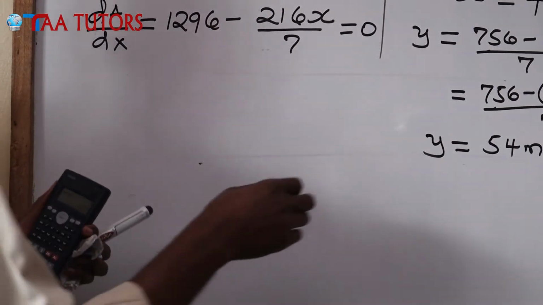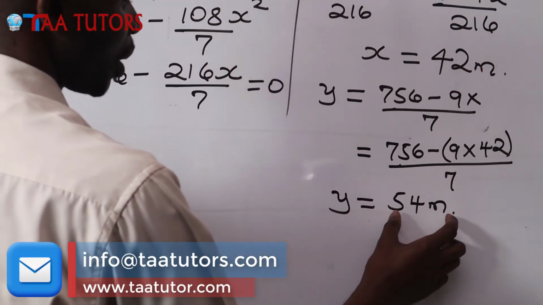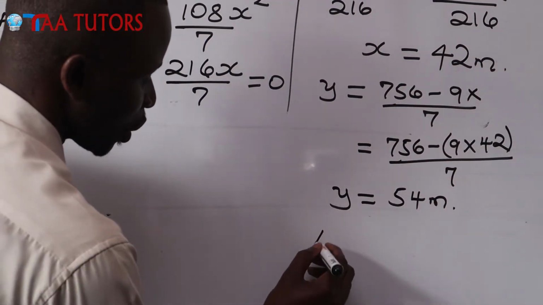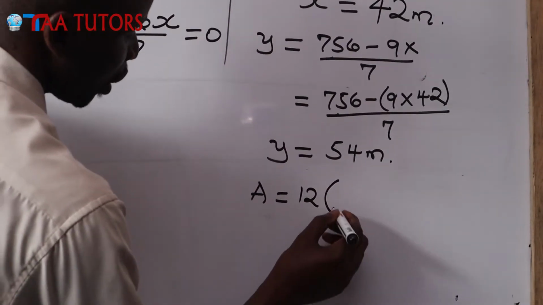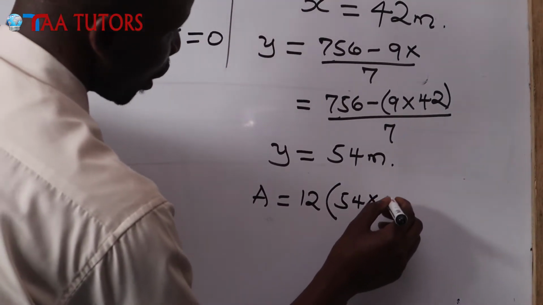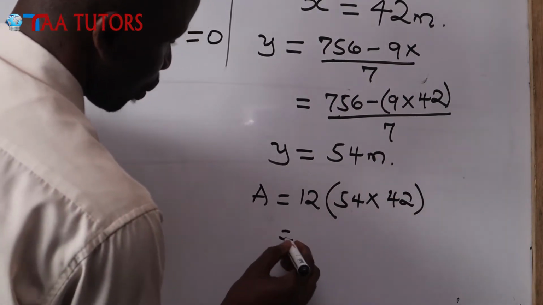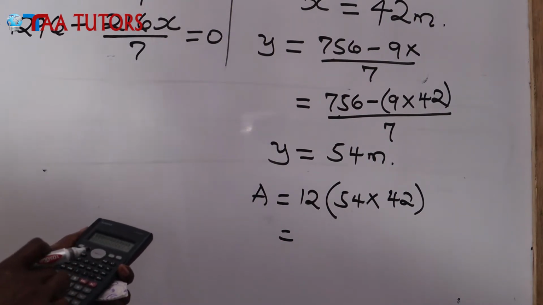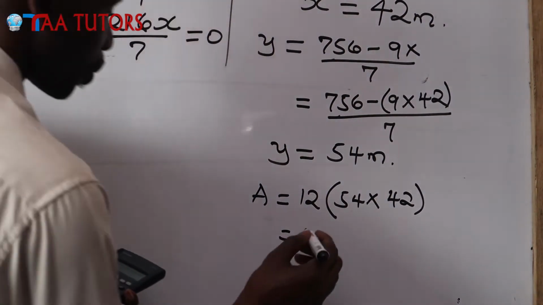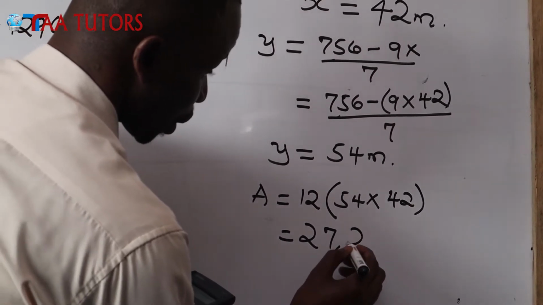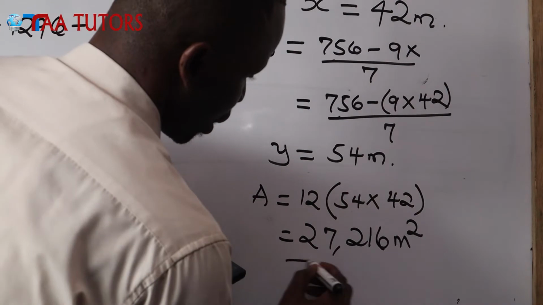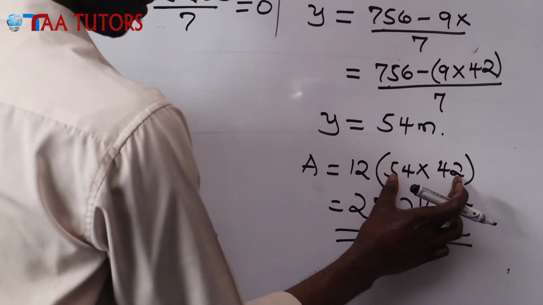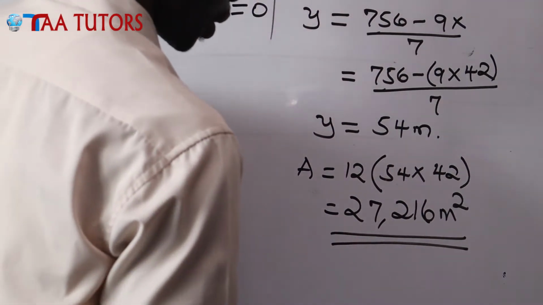Simply, we know that this is the length of the small rectangle, this is the width of the small rectangle, but we know there are 12 small rectangles. So we'll say the total area here will be 12 into 54 times 42. If I have that, 12 into 54 times 42, I get 27,216 meters squared. Why am I putting this in bracket? This is the area of the small rectangle, but we know there are 12 such rectangles here. That is why we have that.